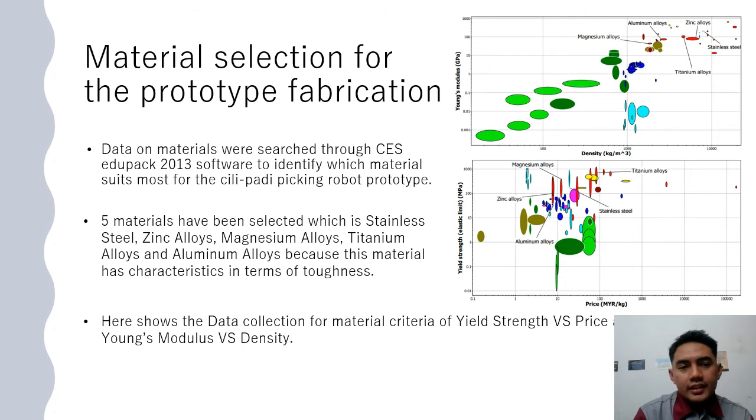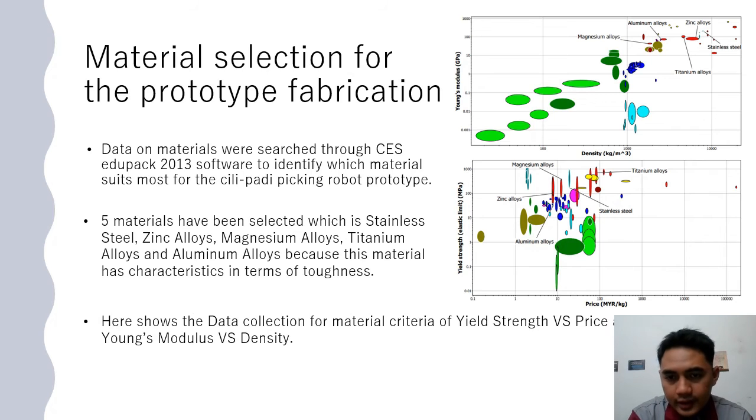We use the CES EduPack 2013 software. We select the 5 materials, which are stainless steel, zinc alloy, magnesium alloy, titanium alloy, and aluminum alloy, because of the material characteristic in terms of toughness. From the data of Young's modulus versus density, we can see the zinc alloy and the stainless steel have the higher density, and magnesium alloy has the lowest density. For Young's modulus, all of these materials are not so far from each other.